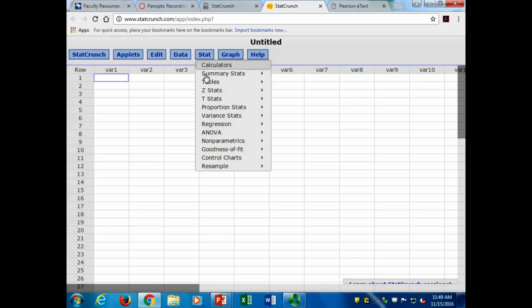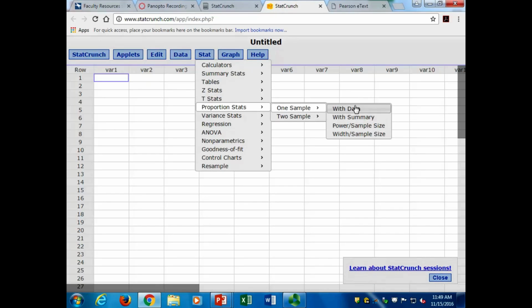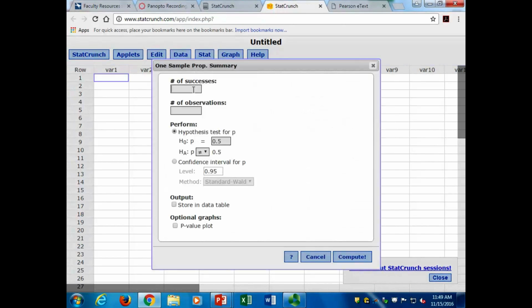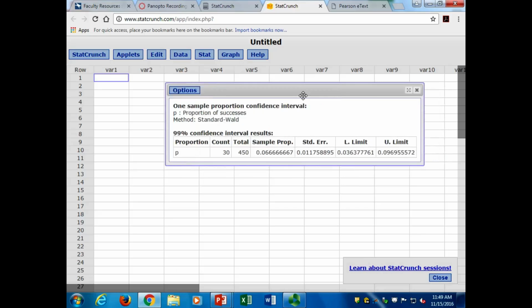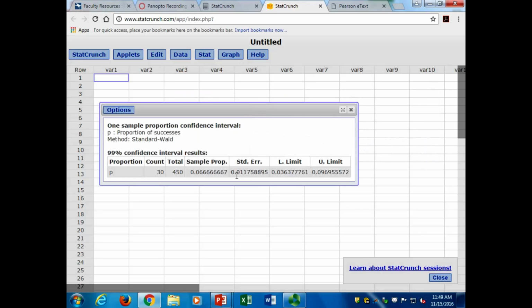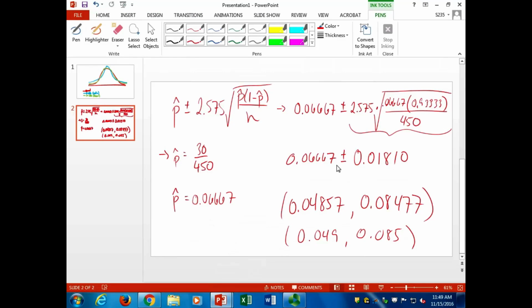So we're doing stat, proportions, and we have summary stats. So we had 30 successes out of 450, and we wanted to do a confidence interval at 99%. And oh, what did I do? Mine was way off. I must have multiplied wrong. My margin of error must have been wrong. Apparently. Did anybody else do that and get a different margin of error?